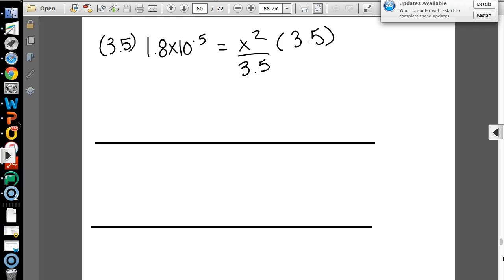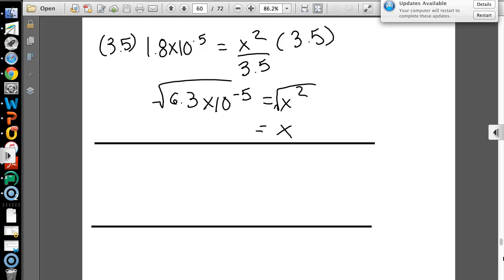I'm going to multiply both sides by 3.5. So, times 3.5. That gives 6.3 times 10 to the negative, which is equal to X squared. To solve for X, I take the square root of both sides. And when I do that, I get X is equal to 7.94 times 10 to the negative third.